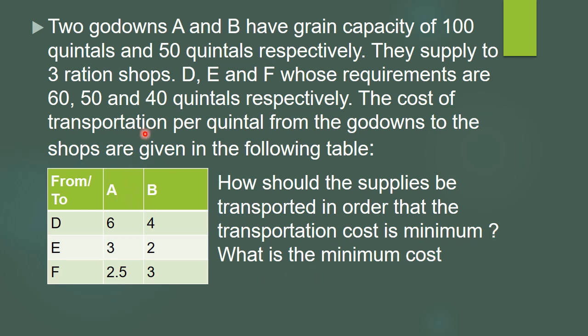So we have to distribute whatever grains we have in the two godowns A and B. From this we have to send to the three shops D, E, F according to the requirement, but at the same time the cost of transportation must be the minimum. Now from this question, we will try to draw the diagram first.